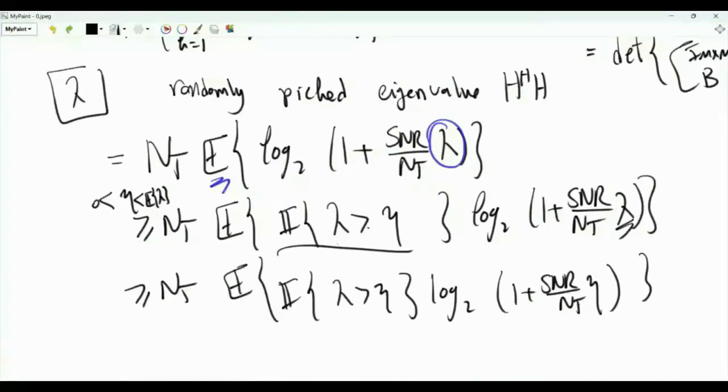Why is this true? If lambda is less than or equal to eta, this indicator is equal to 0. That indicator is less than or equal to 0. We have the inequality that 0 is greater than or equal to 0. That's fine. It is a correct mathematical statement.